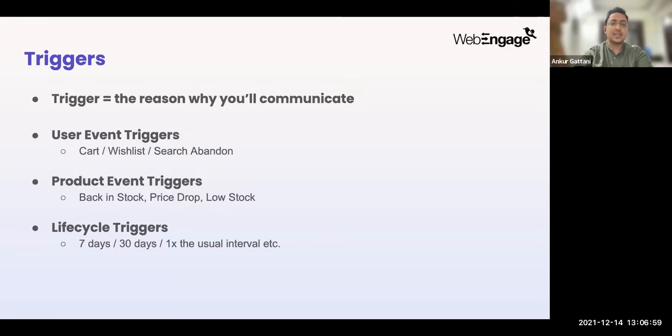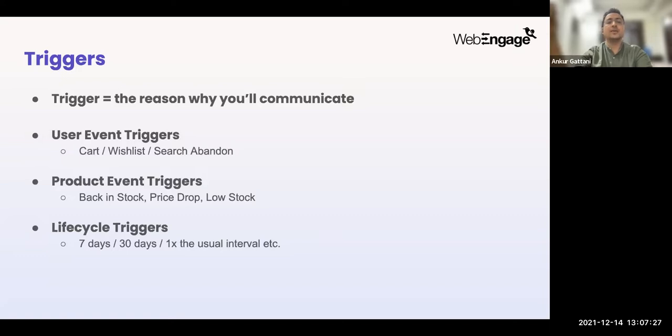And triggers is essentially the reason why you'll send out a communication, right? So on one side, you have user events, where as a user, I came to your website or mobile app and did a few things. I added something to the cart, I added something to the wish list, I searched something, and I didn't complete that transaction. Then you have the product events, which are not people events but essentially business events, and I think this is called relays in our ecosystem. You'll have situations where something got back in stock, something had a drop in price, something ran low on stock. So you send out a trigger.